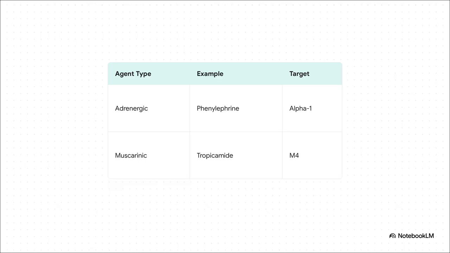Or we have the parasympathetic system, the rest and digest pathway. Here, we'd use a muscarinic antagonist, like tropicamide. It targets M4 receptors to block acetylcholine, which essentially paralyzes the sphincter muscle so it just can't constrict.